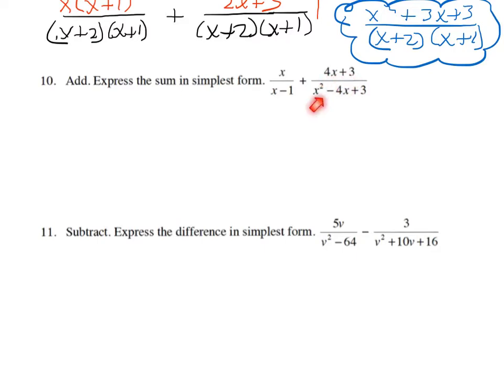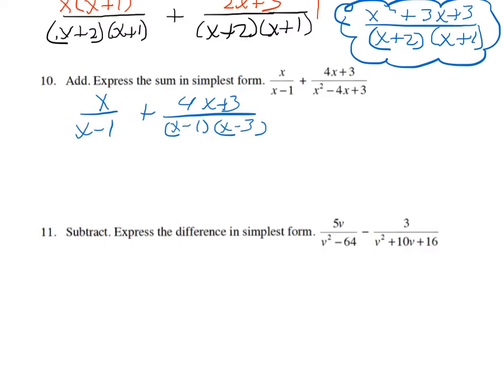Okay, I look here, x squared. Well, I do not have a greatest common factor, but do I have factors of 4 that can add up to be -4? Yes, -1 and -3. So let's go ahead and factor that. So I have x over x minus 1 plus 4x plus 3 over, and this becomes x minus 1 times x minus 3.